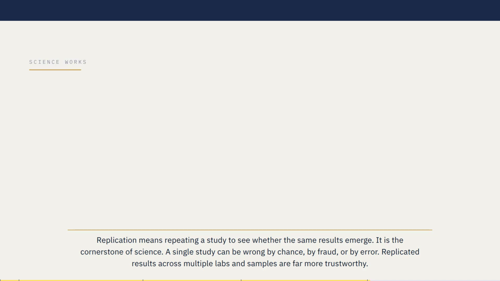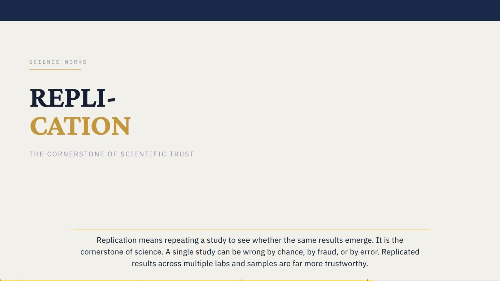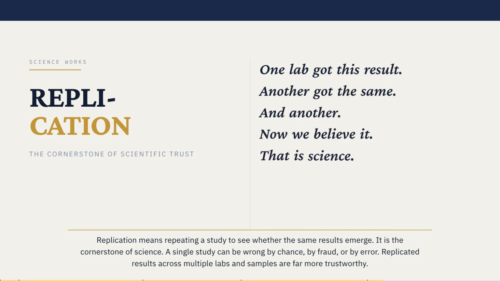Replication means repeating a study to see whether the same results emerge. It is the cornerstone of science. A single study can be wrong by chance, by fraud, or by error. Replicated results across multiple labs and samples are far more trustworthy.